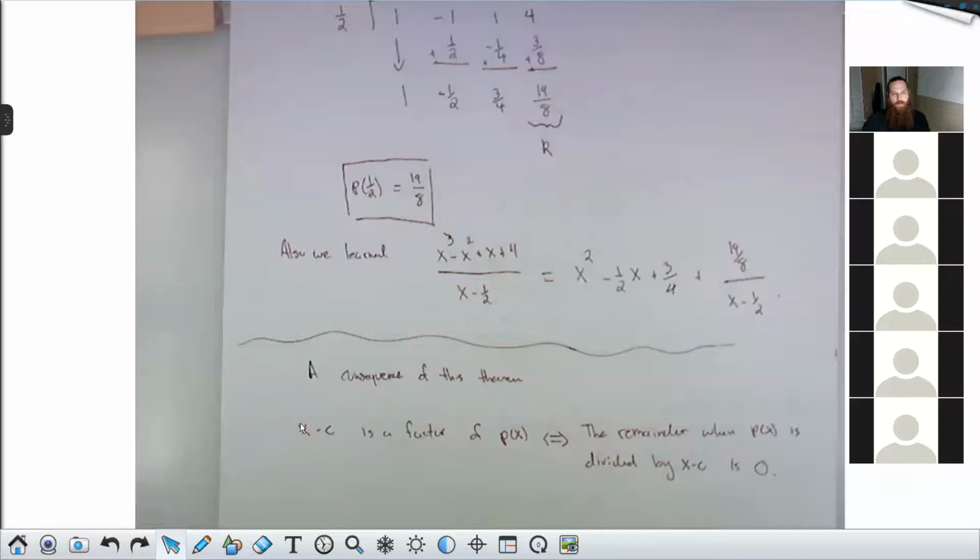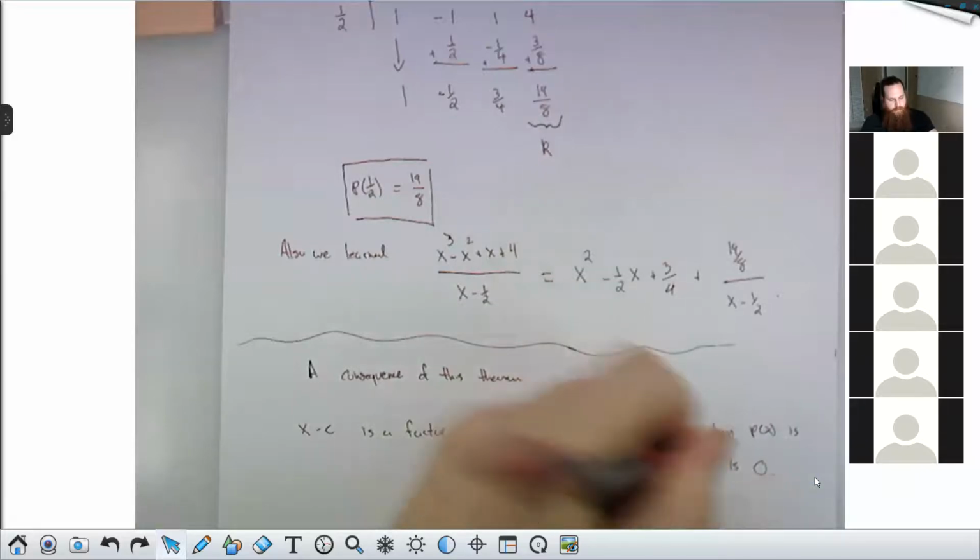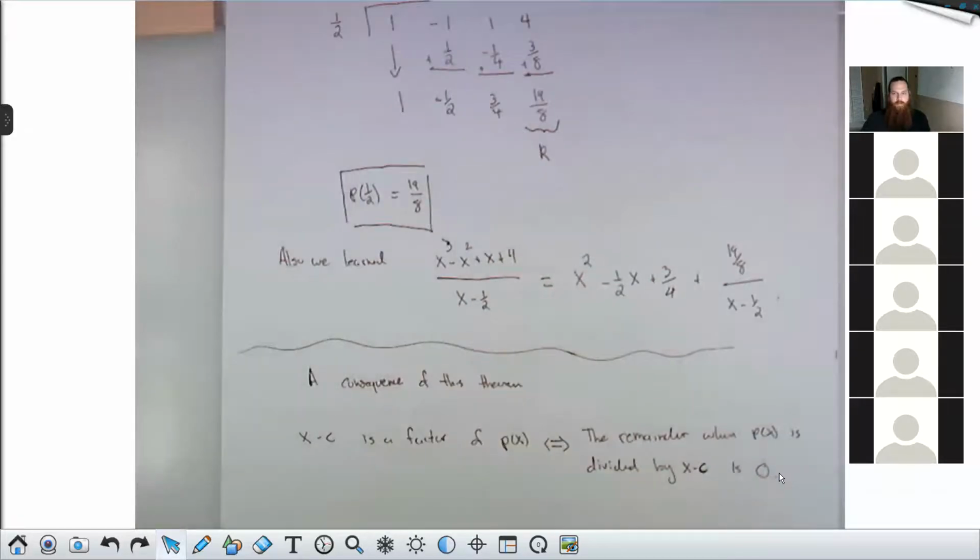Why is this true? Well, if the remainder when you divide p of x by x minus c is 0, this is a c, not a 0, that means that P of C is 0. And we learned last Wednesday that P of C is 0, i.e. C is a root for P of X, can only be true if X minus C is a factor. Remember, that was the factor theorem that we talked about last Wednesday.